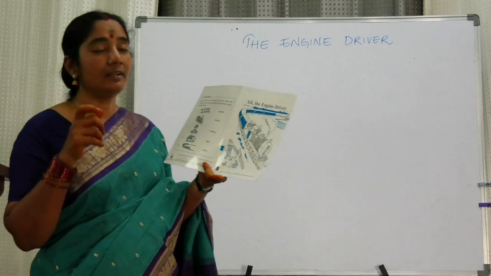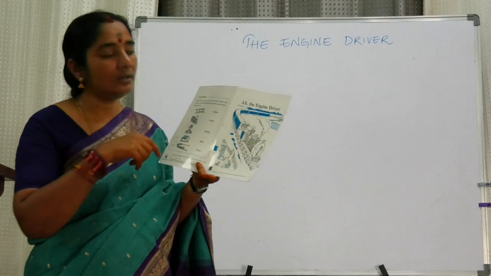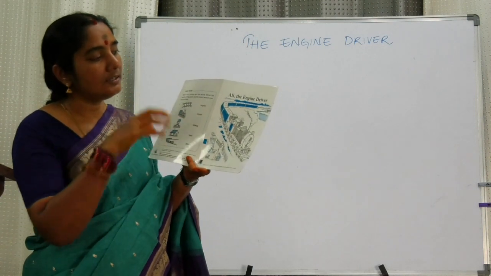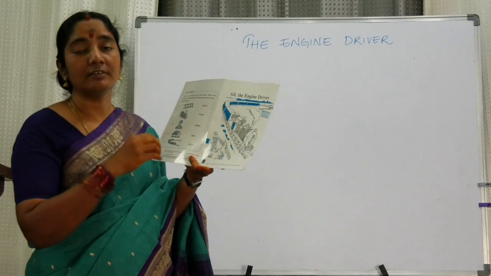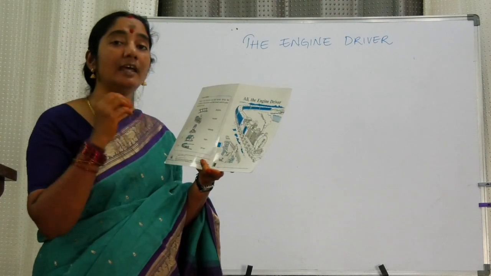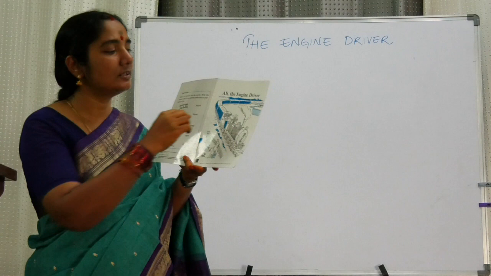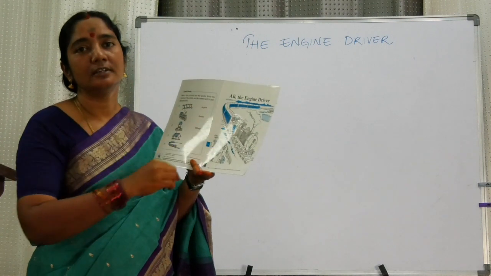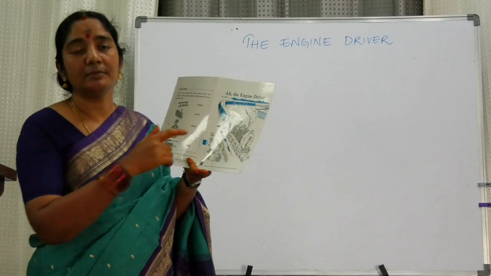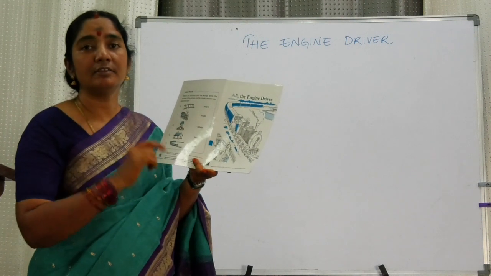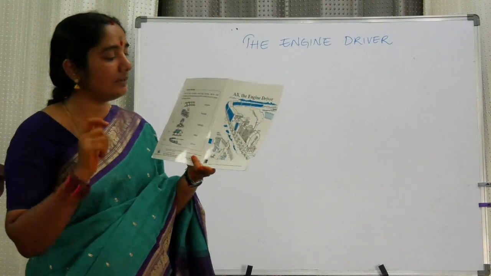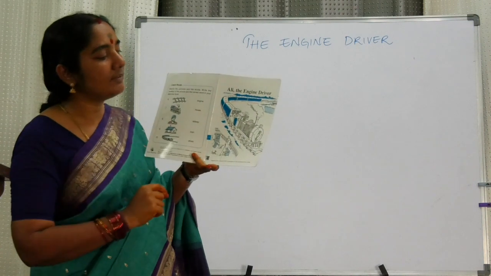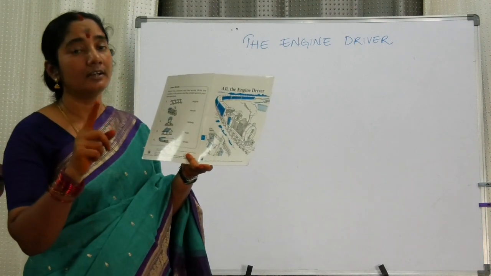And the driver is a very important person. The whole train depends on the driver. The driver must be careful when he is driving, because the lives of all the passengers depend on the driver. If he is careless, he meets with an accident. So the driver must be conscious whenever he is driving. So he is consciously driving a train.